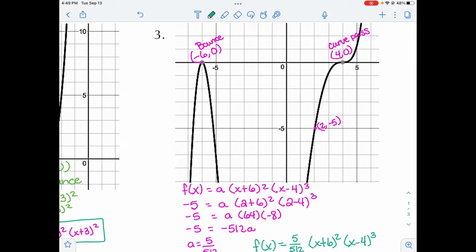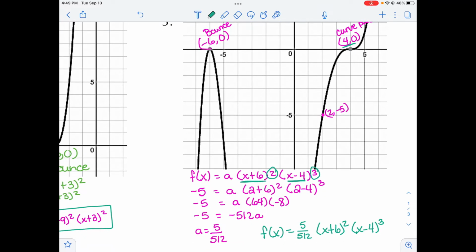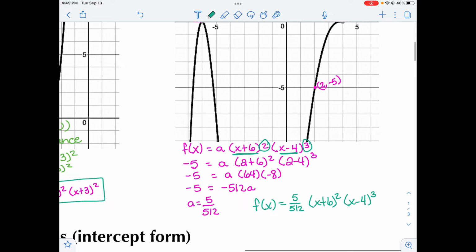So I know that this is going to be a positive 6, and it's got to be squared because of the bounce. And this started as a 4. It crosses at the 4, so I know it's got to be a negative 4 in my factor, and it's a cubic because it's a curve pass. Then I picked the 2, negative 5, solved for a, and I got 5 over 512, and then rewrote this in intercept form.